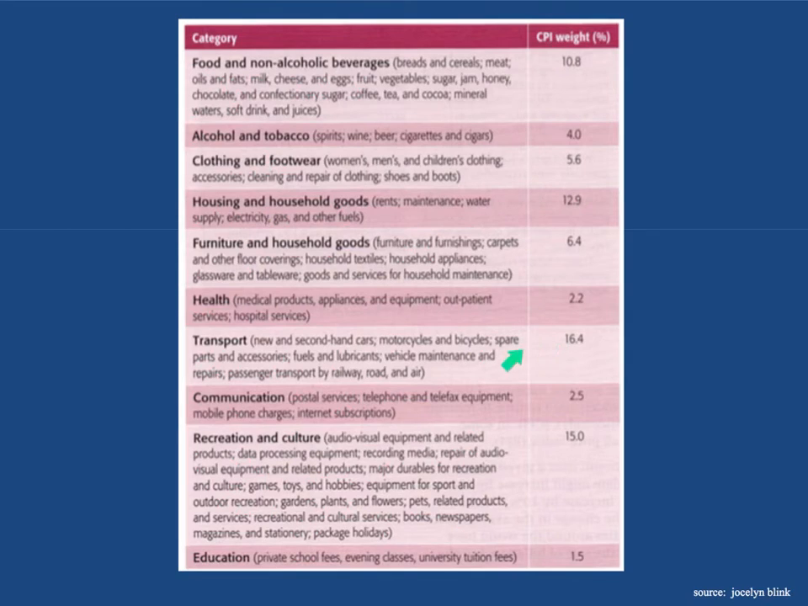So transport is something that takes up a larger part of people's income, and therefore it has, I think, yeah, the highest weight here of 16.4. Then housing and household goods, 12.9. Oh, I forgot. Look, recreation and culture, kind of interesting in the UK, 15%, right? Because ultimately it's adding up to a percentage. And 10.8% for food and non-alcoholic beverages. Alcohol and tobacco, only 4%.